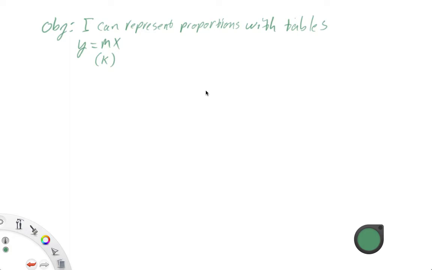Okay, our objective for this video is I can represent proportions with tables. So we're going to be given a proportion and we are going to write it in a table basically.